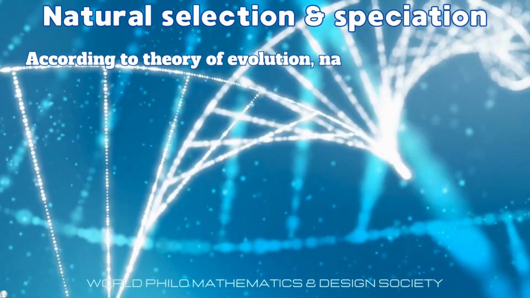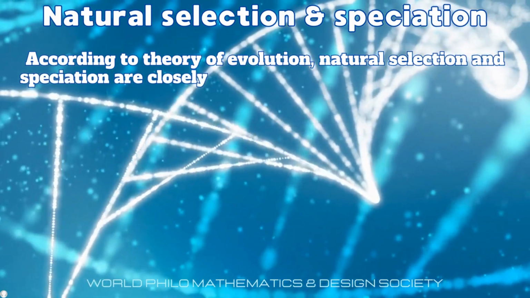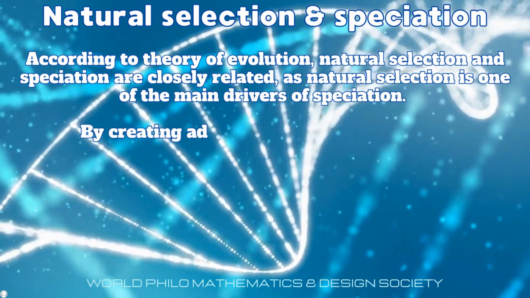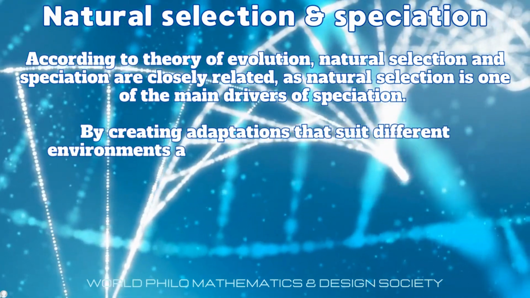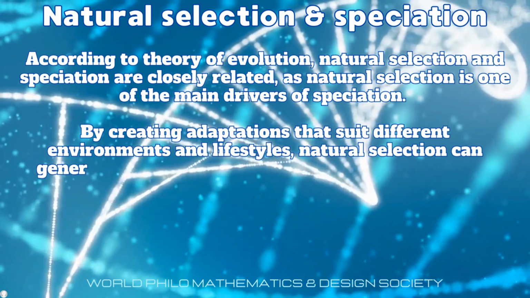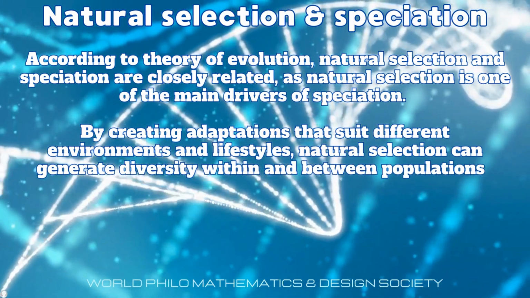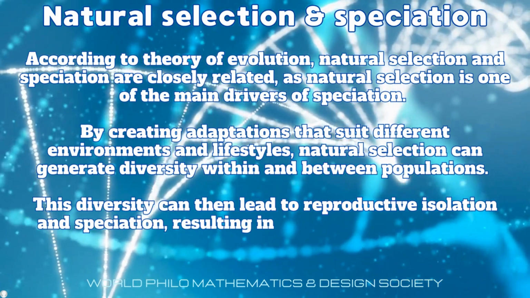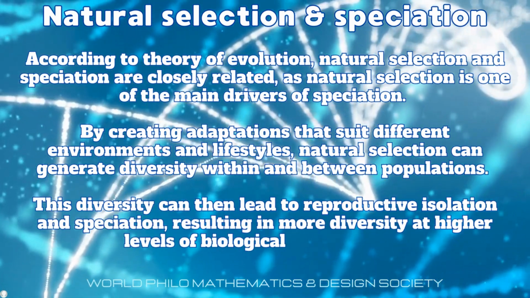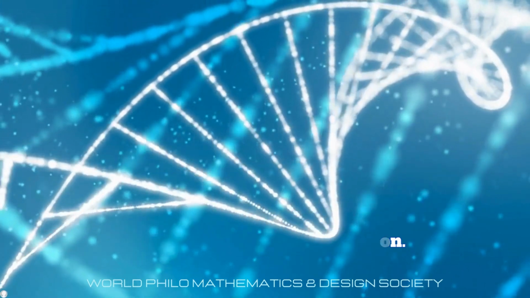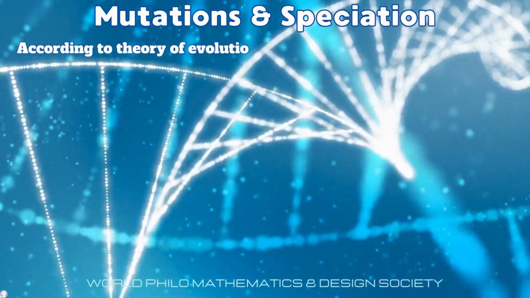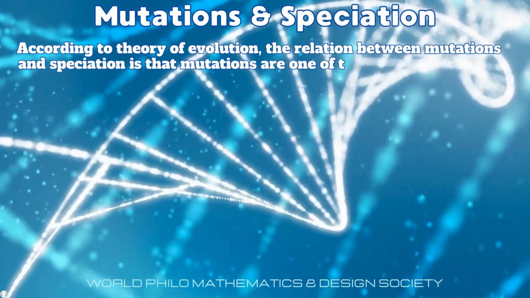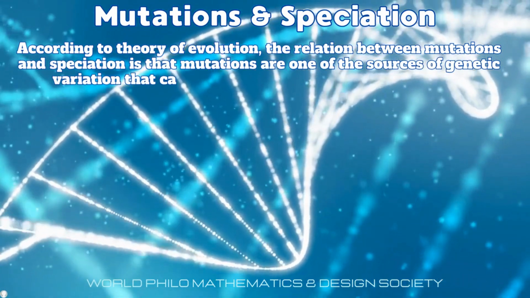According to the theory of evolution, natural selection and speciation are closely related, as natural selection is one of the main drivers of speciation. By creating adaptations that suit different environments and lifestyles, natural selection can generate diversity within and between populations. This diversity can then lead to reproductive isolation and speciation, resulting in more diversity at higher levels of biological organization. According to the theory of evolution, the relation between mutations and speciation is that mutations are one of the sources of genetic variation that can lead to the formation of species.